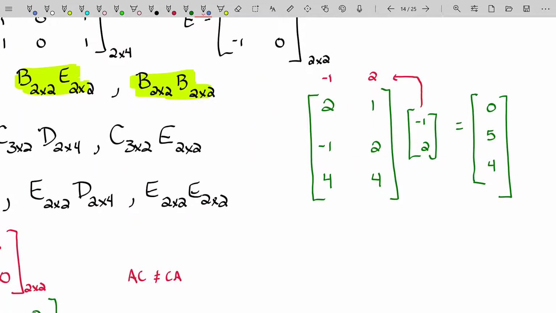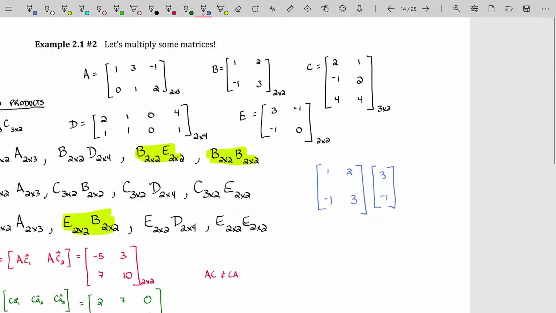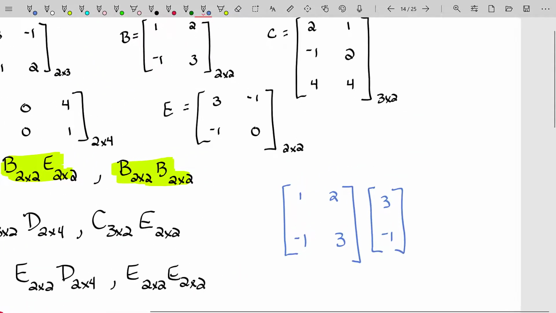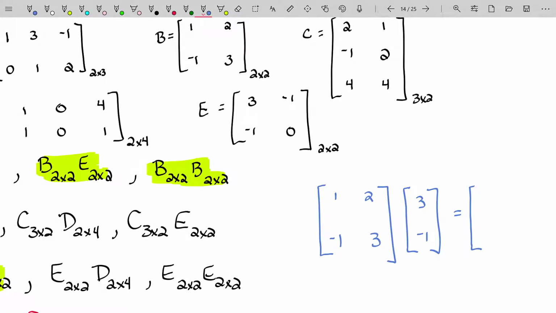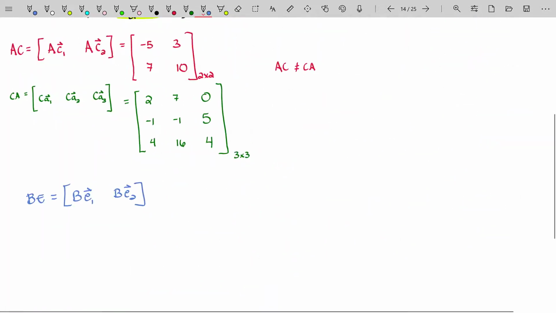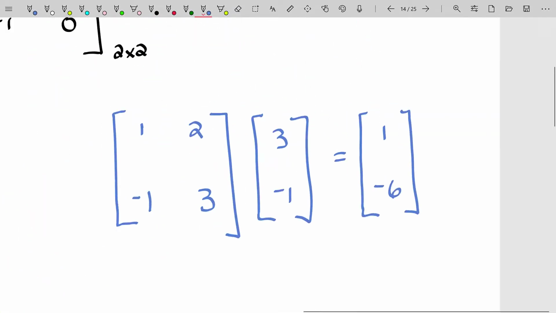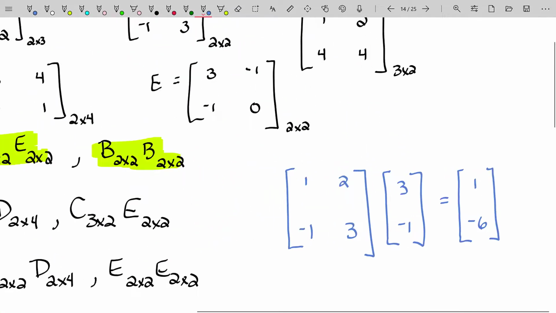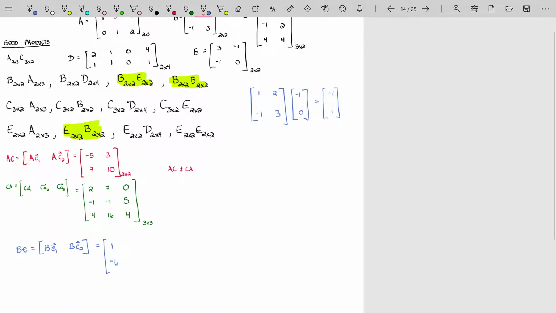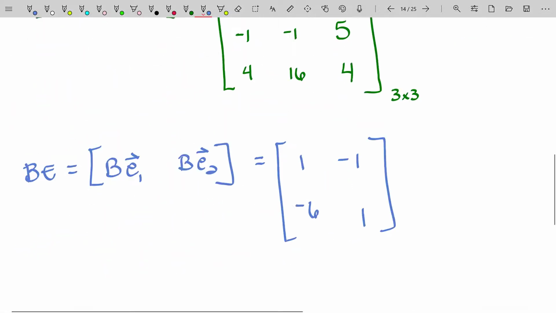Going up to my scratch area, what you're looking at here is the matrix B times the first column of E. Now I'm not even going to help you visualize, I'm just going to do the mathematics. Very nice, so that's 1, -6. I'll go ahead and write that in there. And now let's take the second column of E. And that'll be -1, 1. Very fast computation. Great.